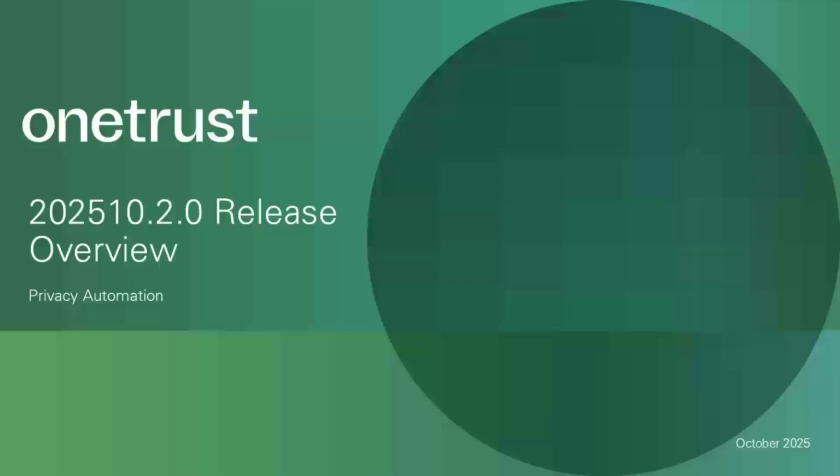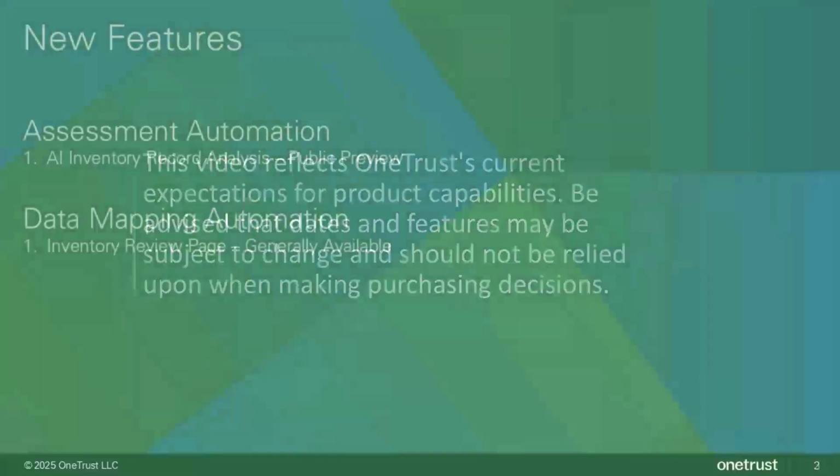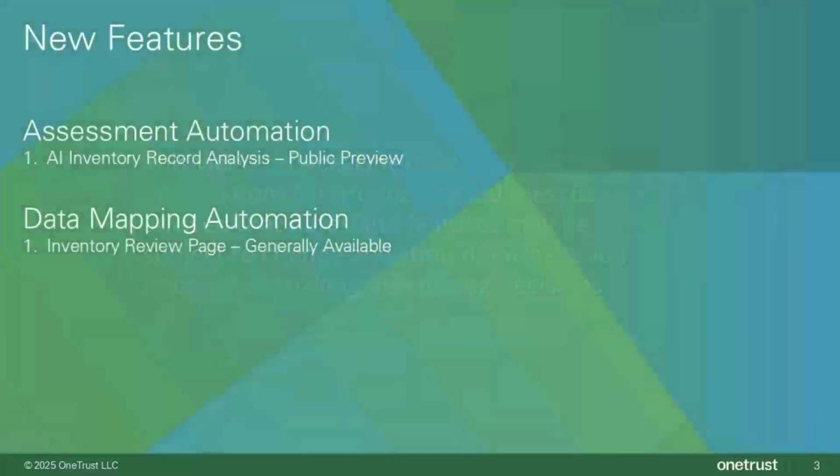In this video, I will cover the major features that were released as public preview or general availability in privacy automation. As always, just a quick reminder that this video reflects OneTrust's current expectations for product capabilities. Be advised that dates and features may be subject to change and should not be relied upon when making purchasing decisions. In this release, there are two major features releasing as general availability or public preview.